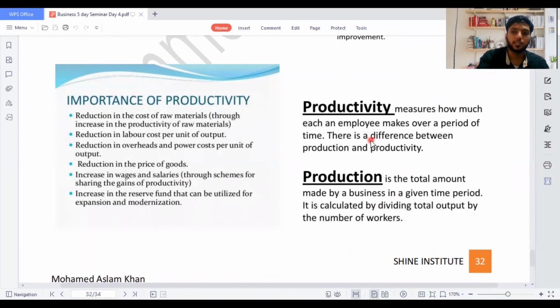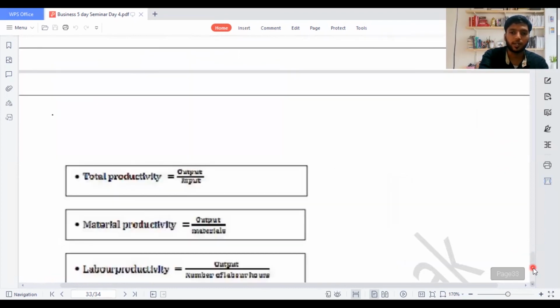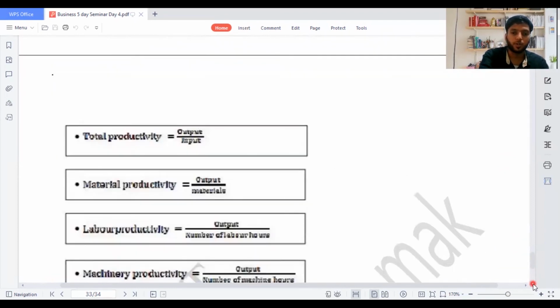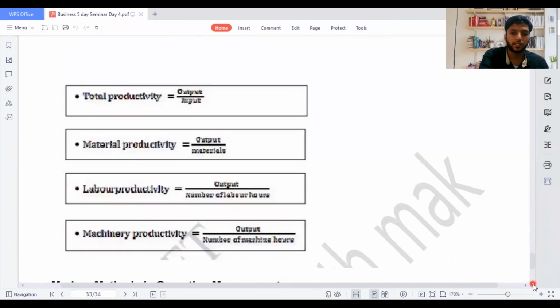Productivity is seen for all the outputs you produce relative to the inputs you have. Production is about dividing total output by the number of workers: one worker, how much you have produced. Here you take the total number of workers. Here you might do the same thing, but the input is not going to be the worker. You can take a lot of productivity measures. Here I have taken total productivity, which is output divided by input; material productivity, output divided by materials; output divided by number of labor hours; and output divided by number of machine hours.